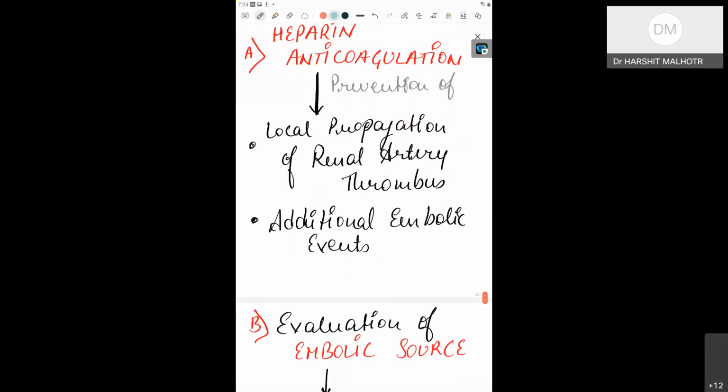Also, most of the causes, as I discussed, of renal artery embolism are when there is a cardiac pathology, the distal source. In such cases, additional embolic events can be prevented by anticoagulation, by LMWH, like heparin.